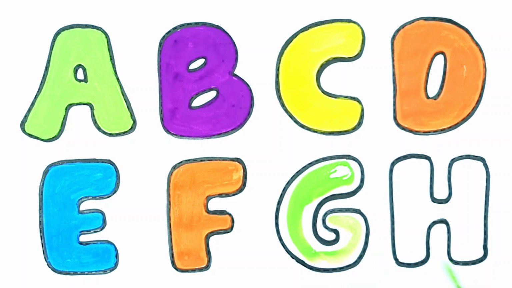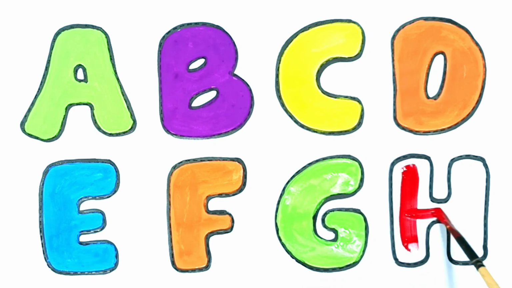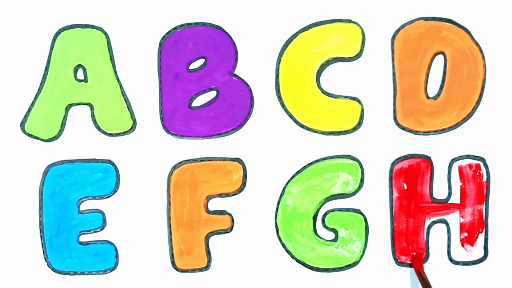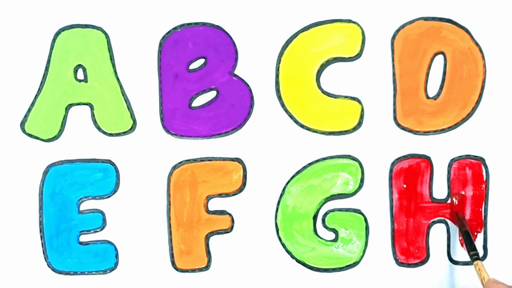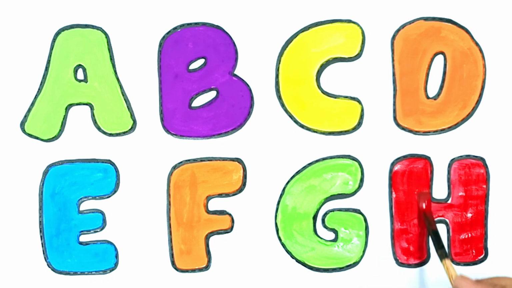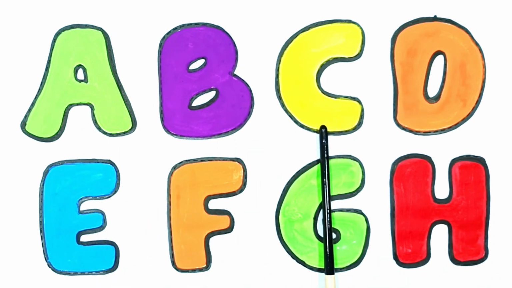G is for guitar. G is for glass. G is for games, you play every day. H is for hammer. H is for hat. H is for hair, and your grandpa's is gray. A, B, C, D, E, F, G, H.